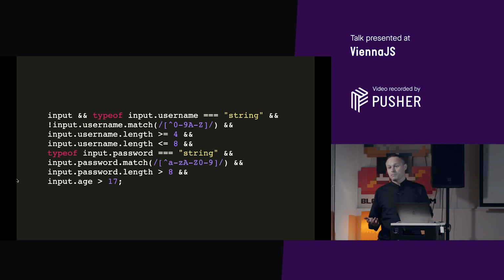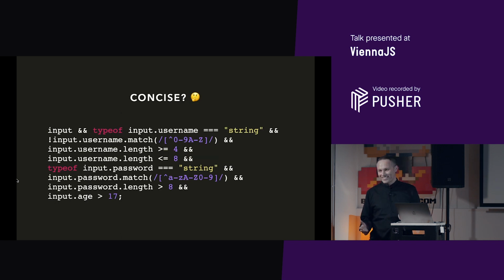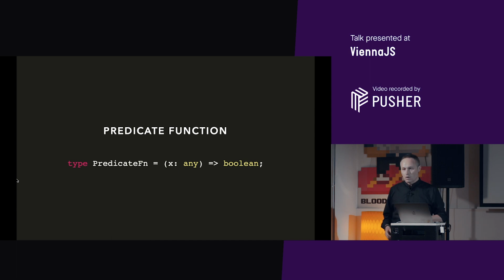But yeah, this is another example of a predicate expression. Here we're checking our input, seeing if its username is a string, and checking a whole lot of stuff about it. Is this concise? I don't know about that. But there are solutions, right? One of the solutions that we could use would be to turn it into a predicate function, like this gentleman over here suggested before, which would mean that we get to tokenize that huge long predicate into something that makes more sense to us.